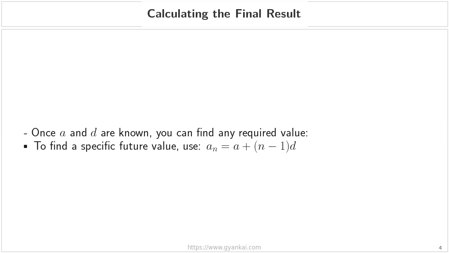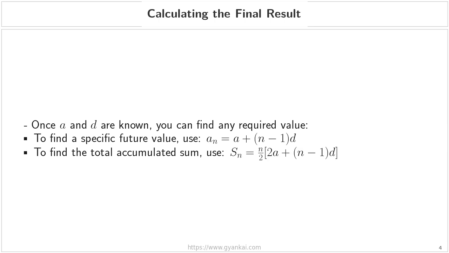There are two main types of questions you will encounter. First, if the problem asks you to find a specific future value, for example, the production amount in exactly the 10th month, you will use the general term formula. That is, a sub n equals a plus the quantity n minus 1 multiplied by d.